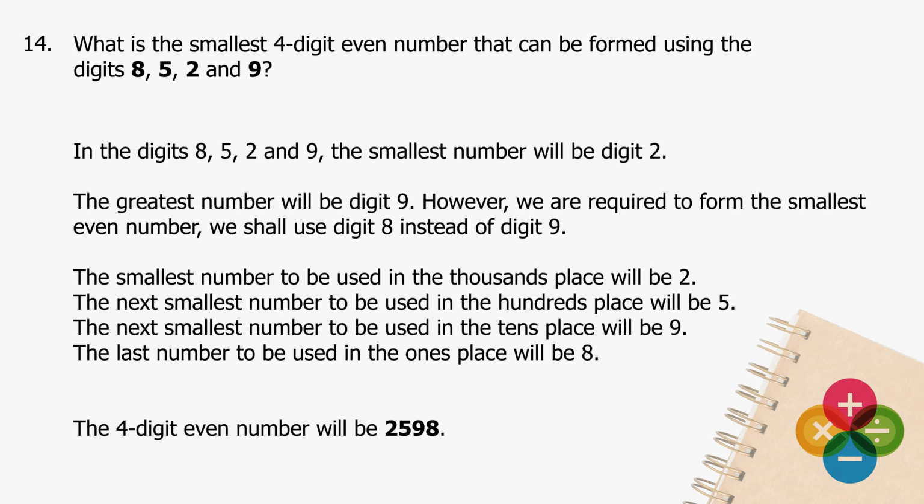The smallest number to be used in the thousands place will be 2. The next smallest number to be used in the hundreds place will be 5. The next smallest number to be used in the tens place will be 9. The last number to be used in the ones place will be 8. The 4-digit even number will be 2598.